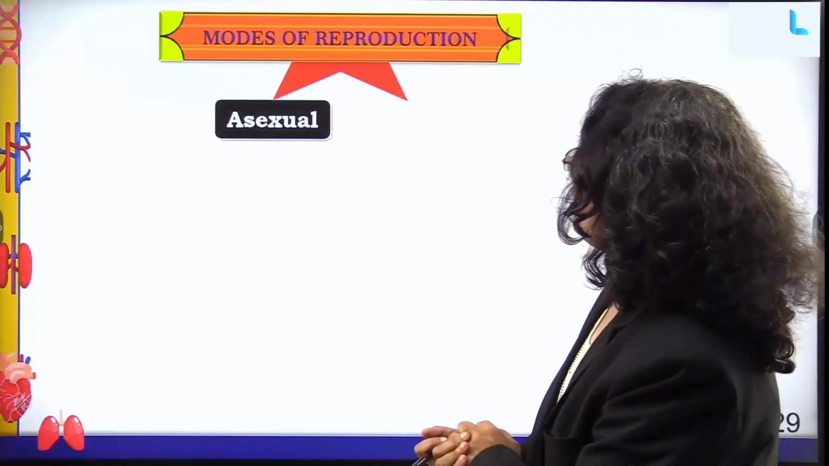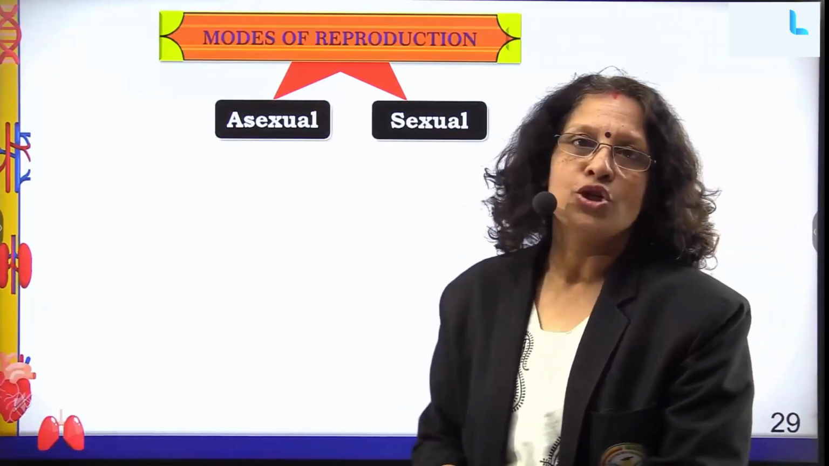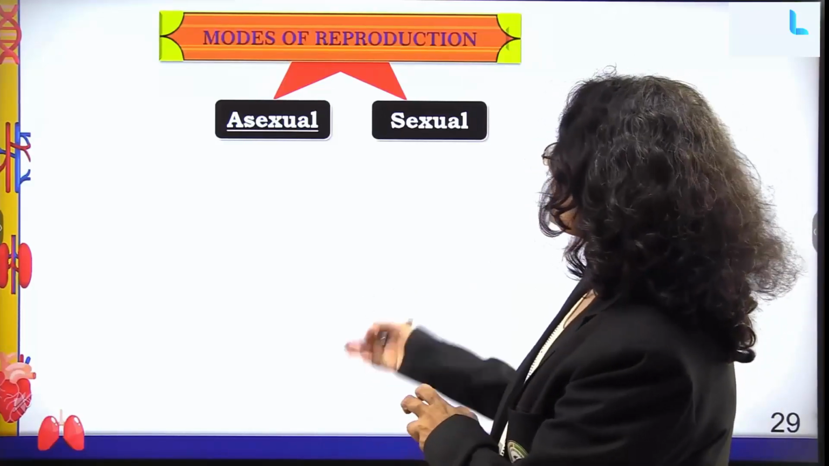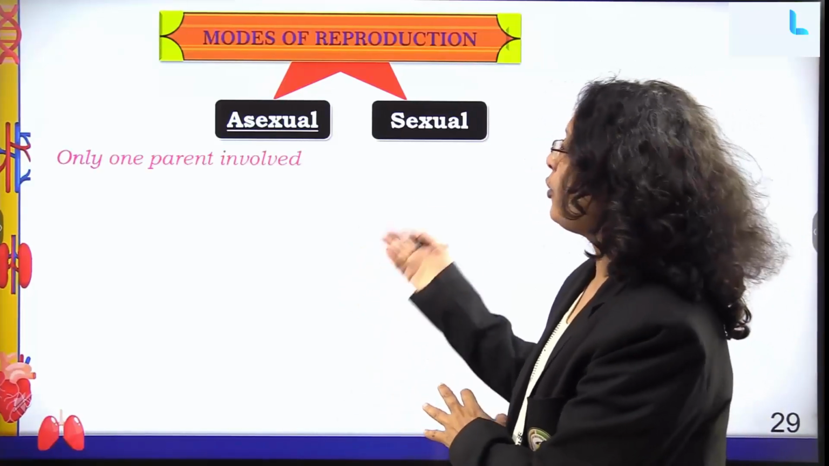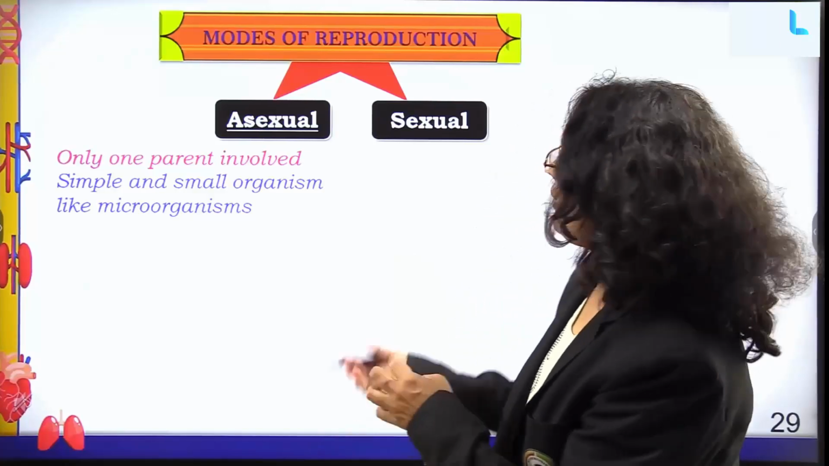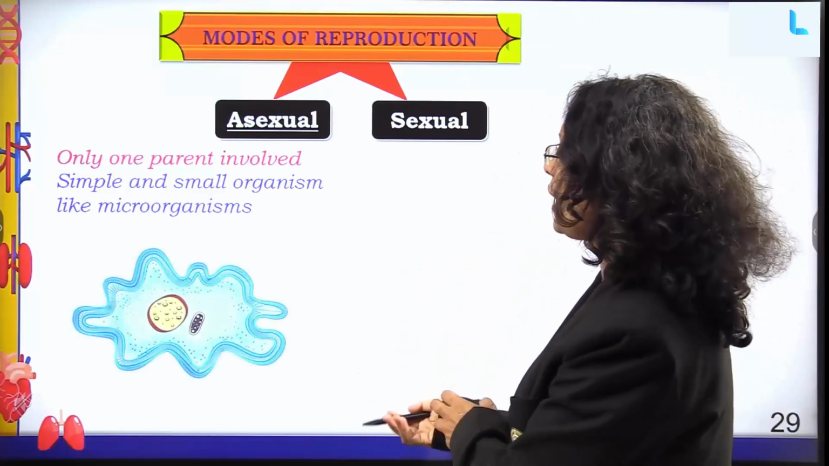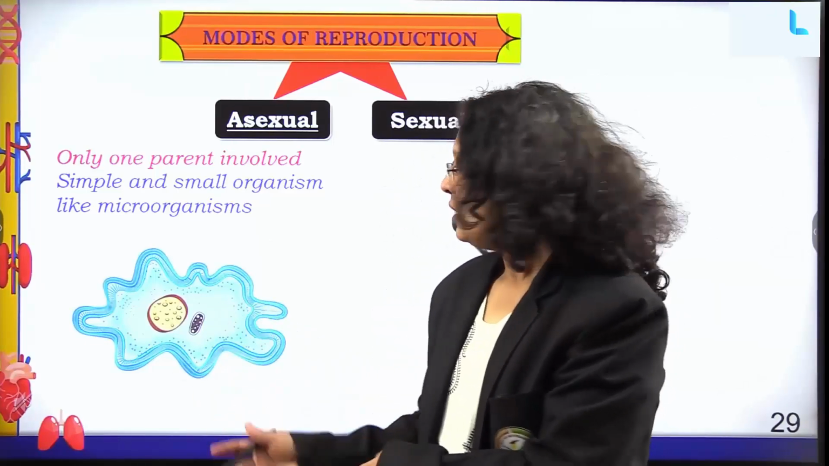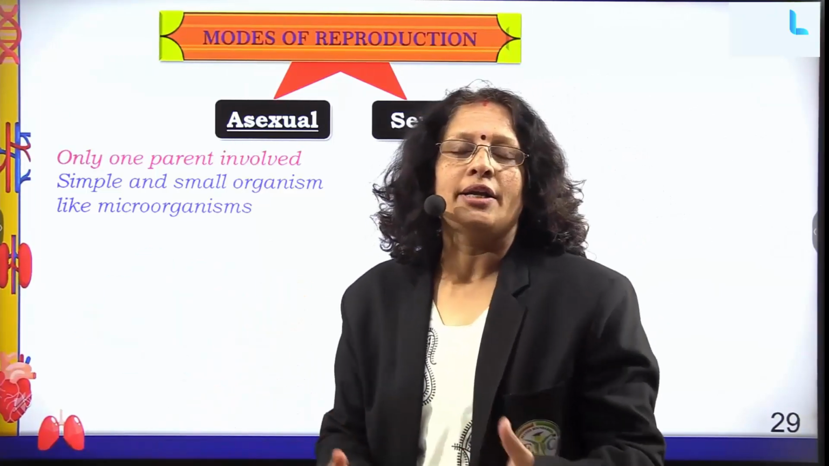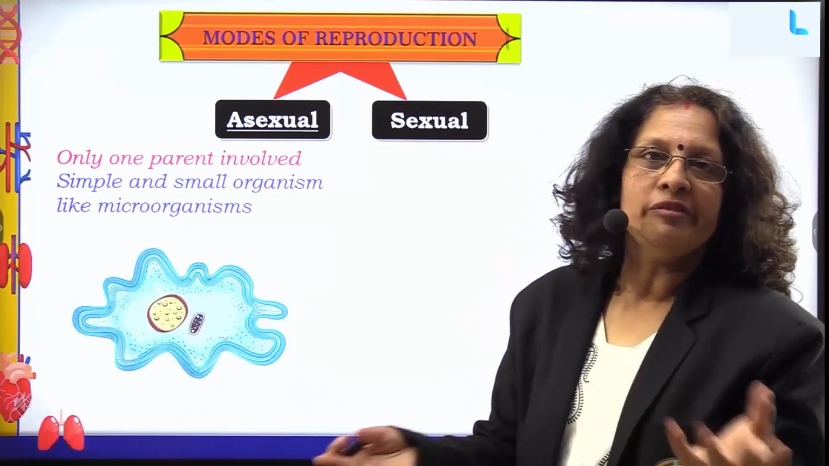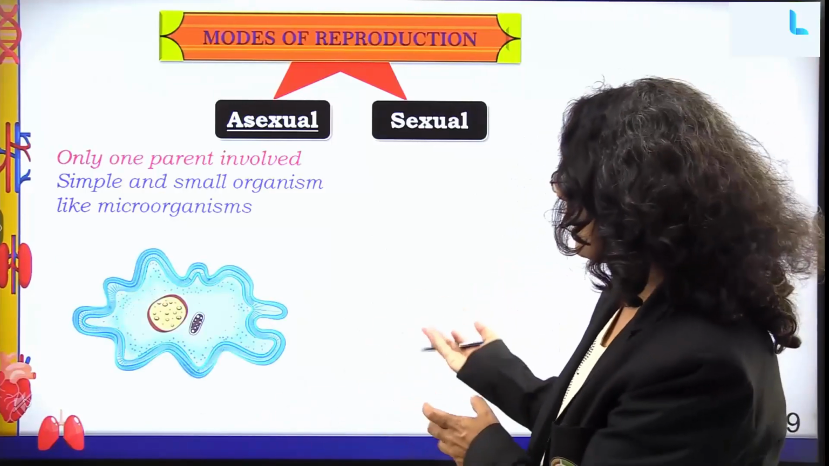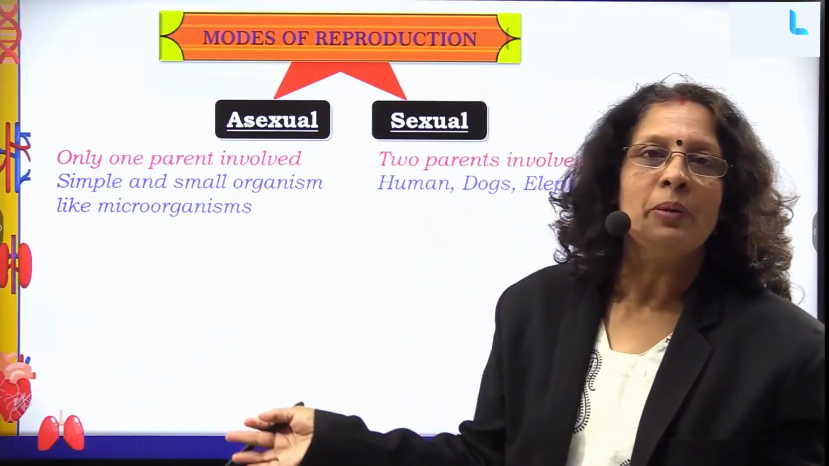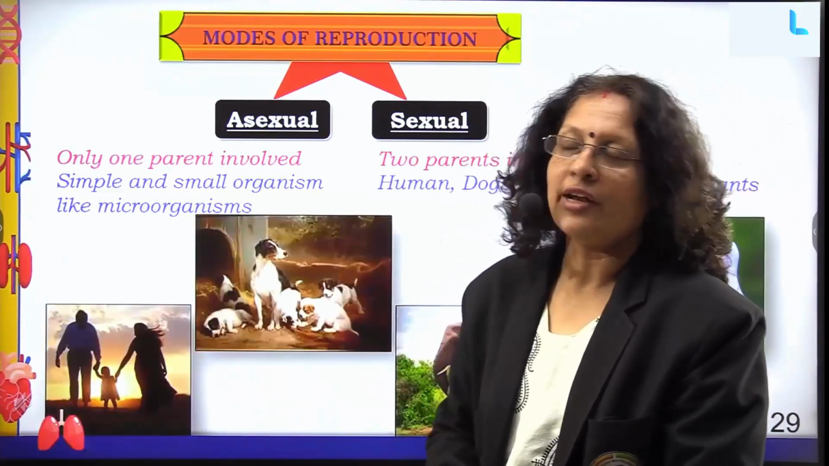Now here there are different modes, asexual and sexual modes of reproduction. Okay. So in asexual reproduction, only one parent is involved, in simple and small organisms like microorganisms. So here there is no male or female amoeba; there is only one parent involved, and its nucleus is only dividing, and they become two cells like that. Simple and small organisms like microorganisms will just multiply and make many organisms.